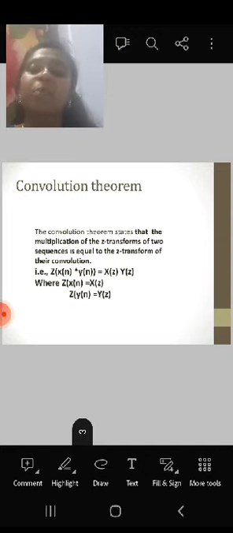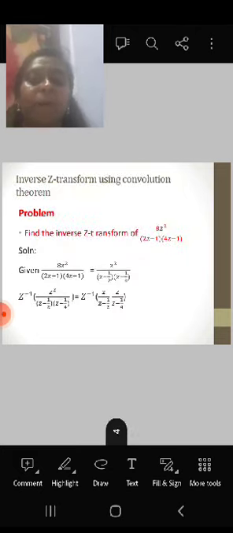Then the Z transform of the convolution of two sequences is equal to the product of their Z transforms. Here Z transform of x of n is X of z, Z transform of y of n is Y of z. So this is what we call the convolution theorem in Z transform. Z transform of x of n star y of n is equal to X of z into Y of z.